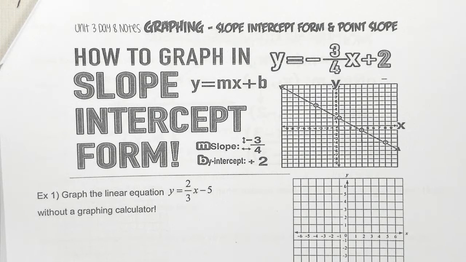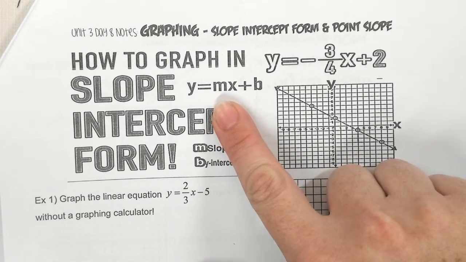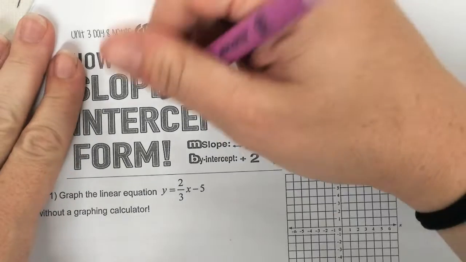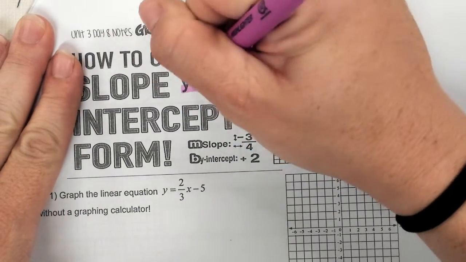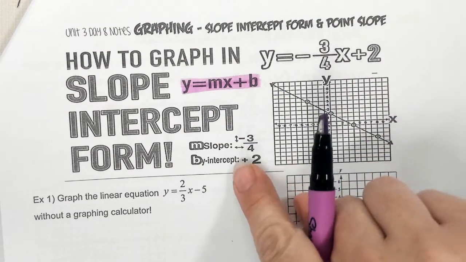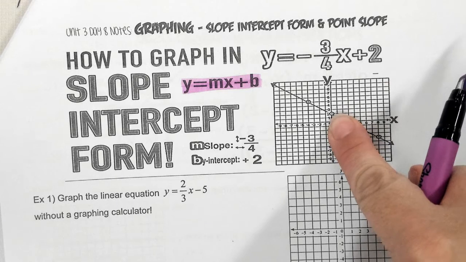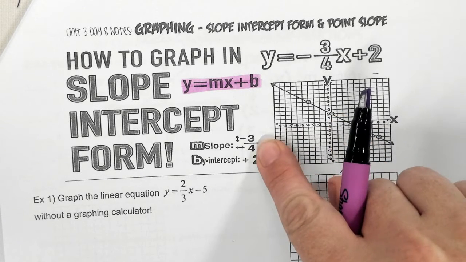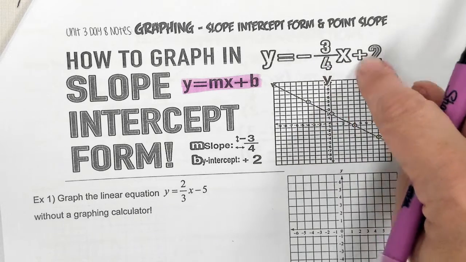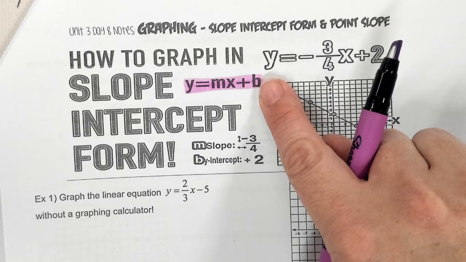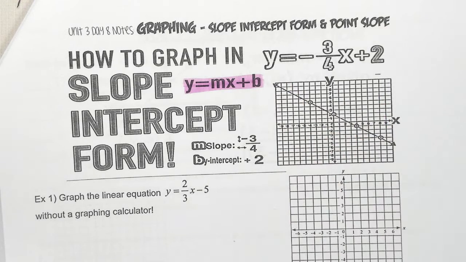Okay, so slope-intercept form is just y equals mx plus b. That's not new, right? And we like slope-intercept form because it gives us what we need. We don't have to look for it like we did in standard form. The b is your y-intercept, so this one was 2, so on the y-axis I put a point at 2, yeah? My slope was negative 3 over 4, so I went down 3, right 4, down 3, right 4. So it gives me everything I need. I don't have to solve for anything.